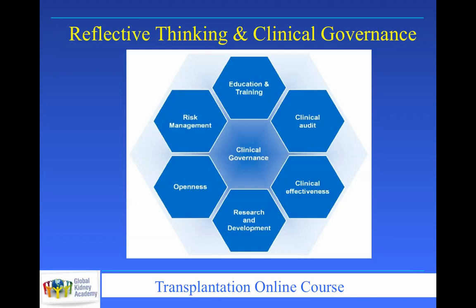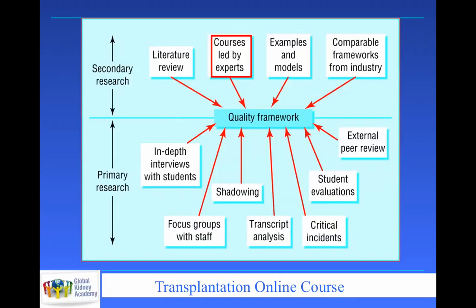Where do you get the information? Where do you get the quality framework from? You get it from primary inputs and secondary inputs. Primary input as student evaluating data, lectures given to you, external faculty information, discussion with staff, shadowing a more senior and more experienced colleague, and secondary research. And that's what we want to focus on.